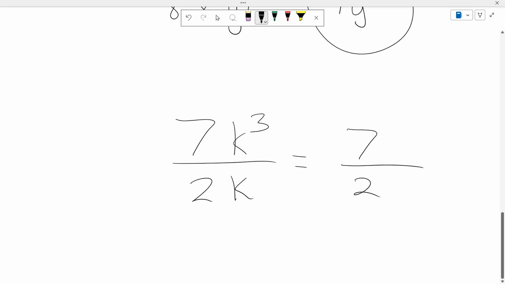And then 7 over 2. And then figure out where your K goes. K, top, bottom. Okay, where does our K go? Top or bottom? Top. What's 3 minus 1? 2.